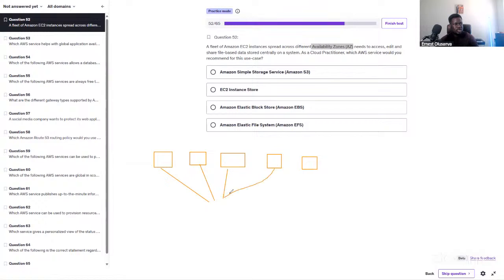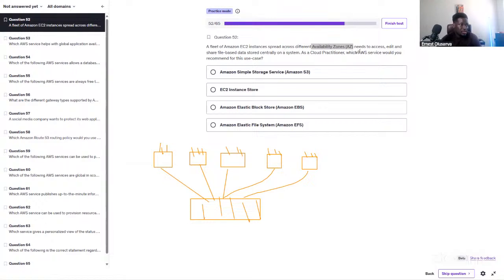Everyone is kind of plugged into this one file storage solution, right? While these are EC2s, I'm just trying to differentiate them. These are EC2s, and they're all trying to connect to this storage which is shared. So what service will you recommend?